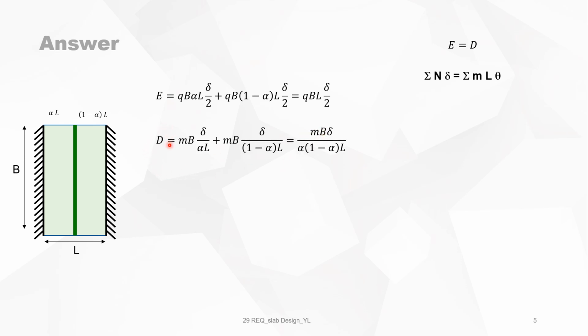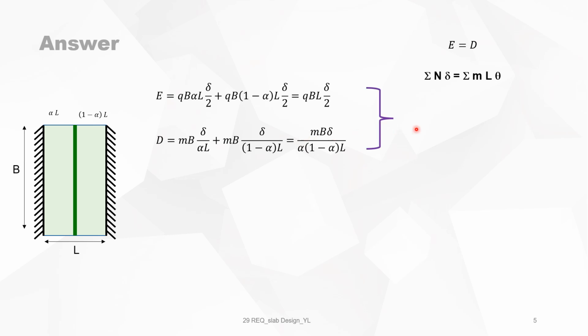The work done by the internal forces is the bending moment projected on the axis of rotation here. The length then is B times the bending moment M times the angle of rotation, which is delta divided by alpha L. And we do the same for the other side. Again, it is M projected on this axis of rotation, which is B, and the angle of rotation is delta divided by (1 minus alpha) L. We can simplify it to this equation.